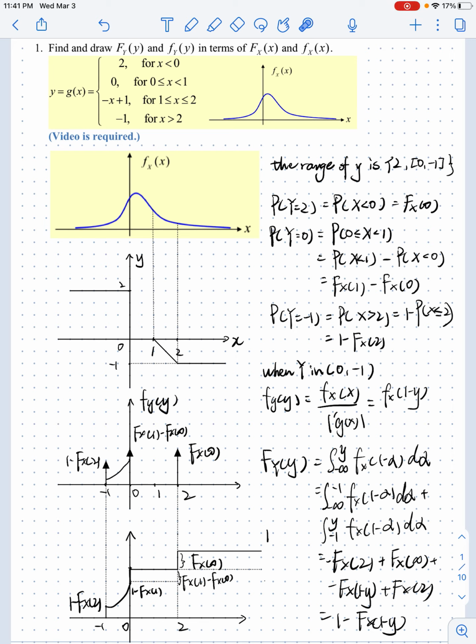So we need to know what the function is when x is from 1 to 2. That is when y is from 0 to -1, which is in this range. We would use this formula to get the function of y, and then it would be fx(1 minus y).